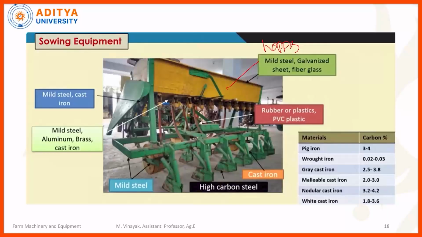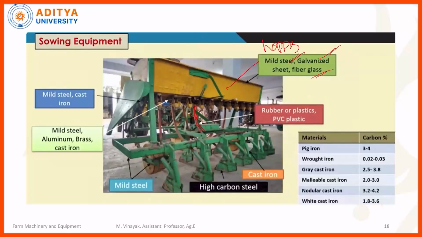This hopper contains the seed as well as the fertilizer. The hopper is made of mild steel, galvanized iron or fiberglass. The hopper should be light in weight, and that's why we use these lighter materials. Different metals were classified in previous slides, and among them we have selected mild steel, galvanized iron sheet and fiberglass. Whenever constructing the seed hopper, we need to go for the minimum weight of material.